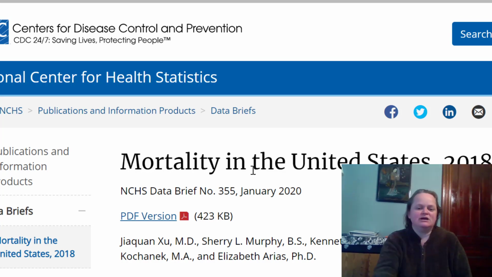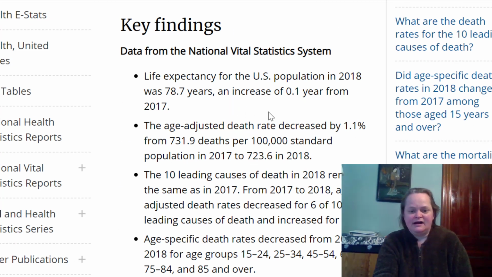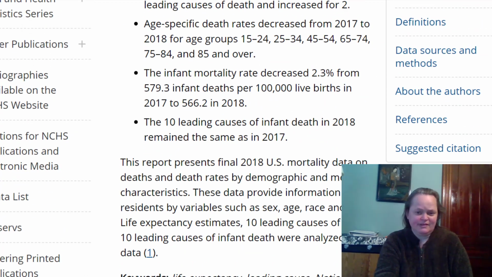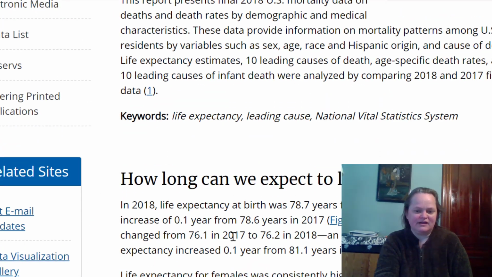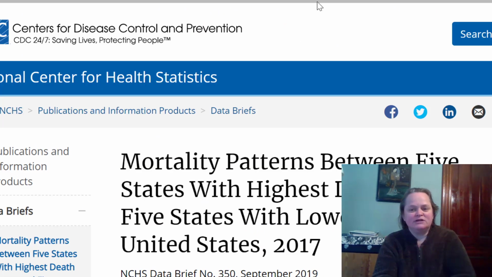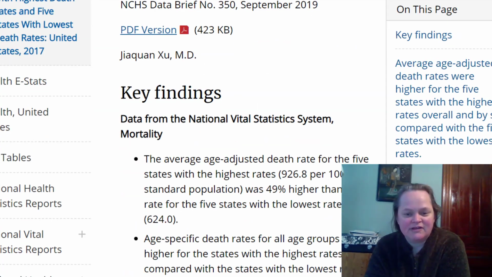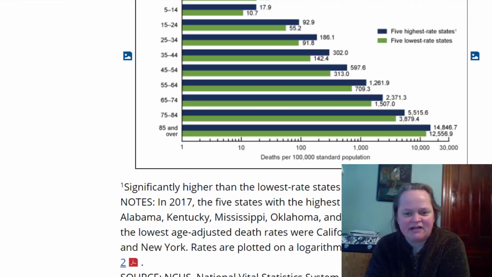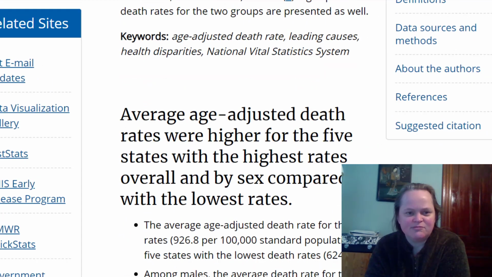It doesn't change much year to year. And you'll see they're mainly talking about rates here and not about numbers because the numbers are not finalized. But I do want to talk about, okay, and they have all sorts of analyses based on states, based on age, and that kind of thing.